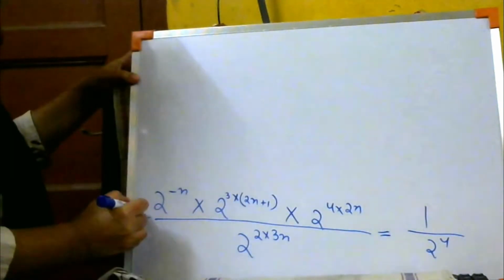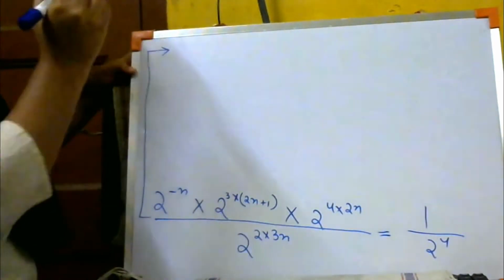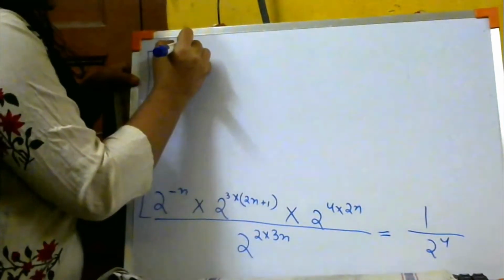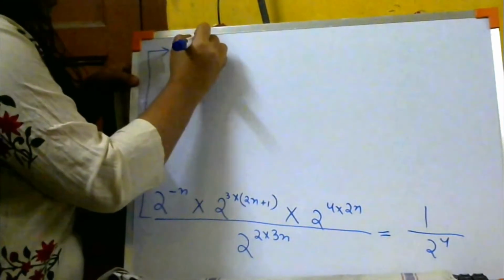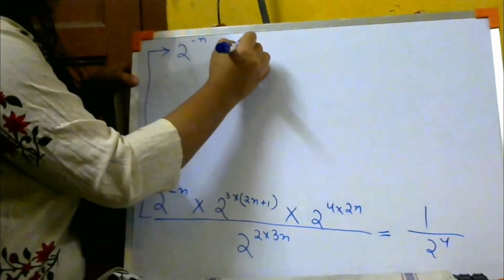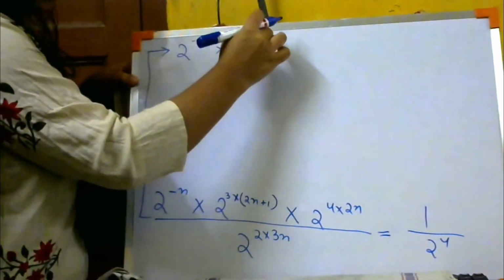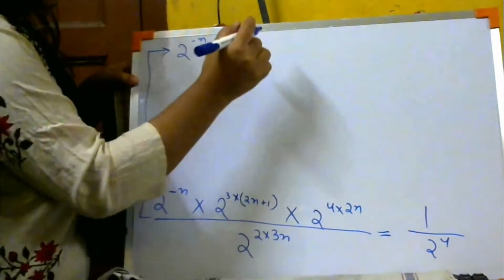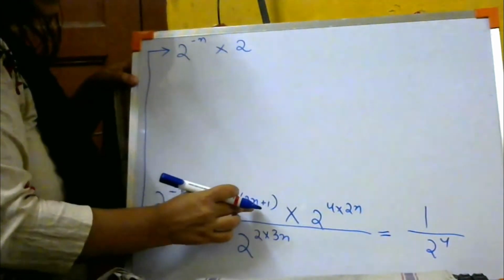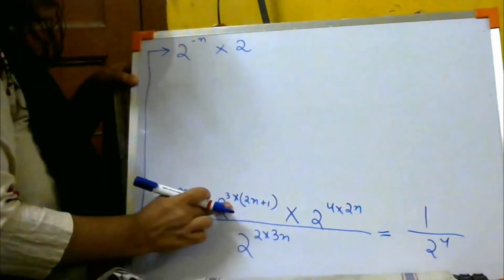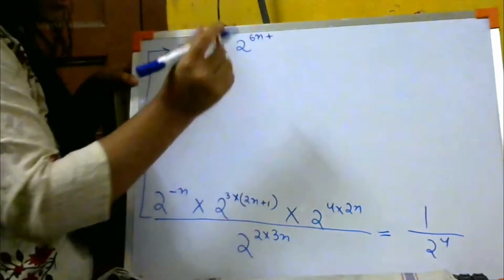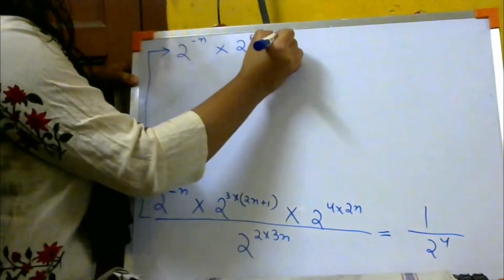You can pause the video if you want. Okay. Now, next over here. So, 2 to the power minus n into 2 to the power 3 into 2n plus 1. Clear? So, now we are going to multiply this. So, we have to multiply both by 3. So, 3 into 2n means 6n. So, 6n plus 3 into 1 means 3.